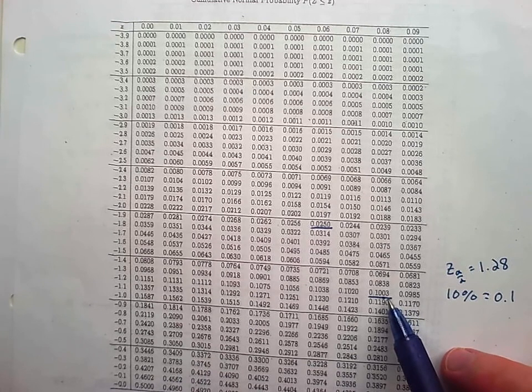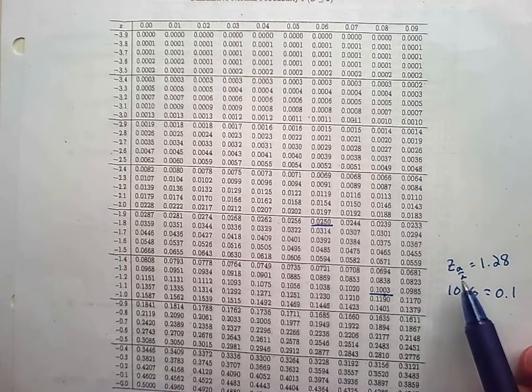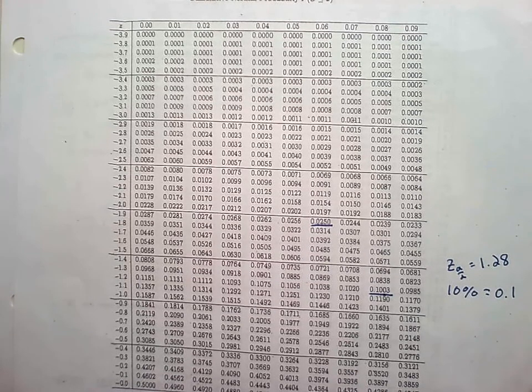Now, if we wanted to be more accurate, and instead of looking at 0.1003, if we wanted to look up 0.10, then, right, 0.100000, we could find a z value that's a little bit more accurate than this one.